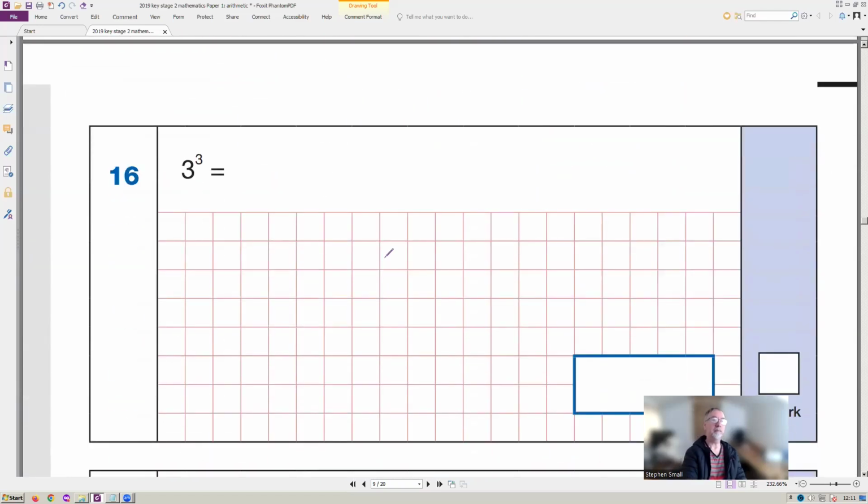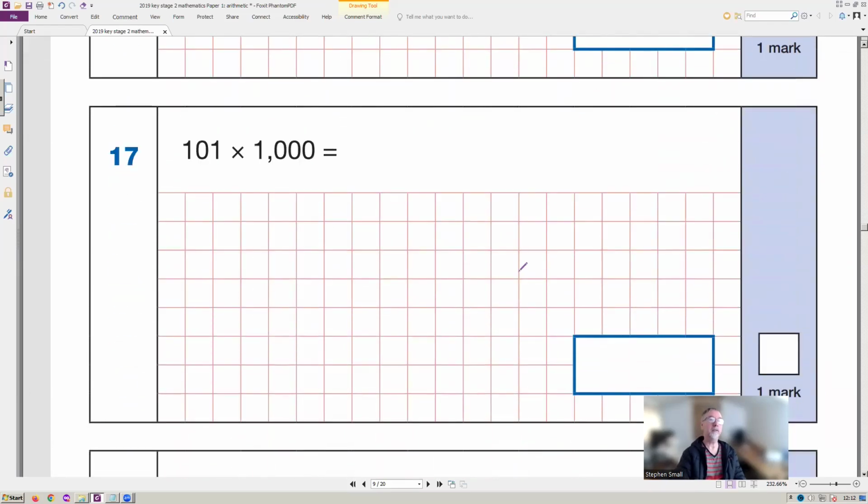3 cubed, what does it mean? It means 3 times 3 times 3. So we can do it in stages. 3 times 3 is 9. And then you've got to remember the times 3 on the end. What are 3 9s? Sorry, 3 9s are 27. Good to know the tables.